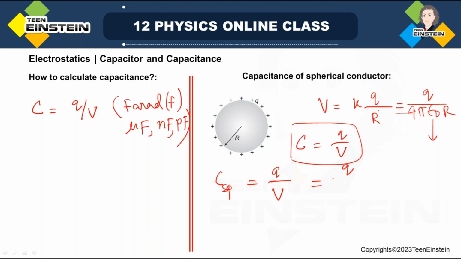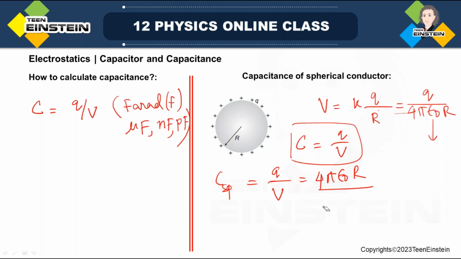So Q by V from here is nothing but equal to 4 pi epsilon naught R. This is the expression for the capacitance of a spherical conductor. Suppose there is a water bubble having some charge. It is spherical in shape, so its capacitance will be 4 pi epsilon naught R1. So calculating capacitance for a spherical conductor is very simple: 4 pi epsilon naught R.